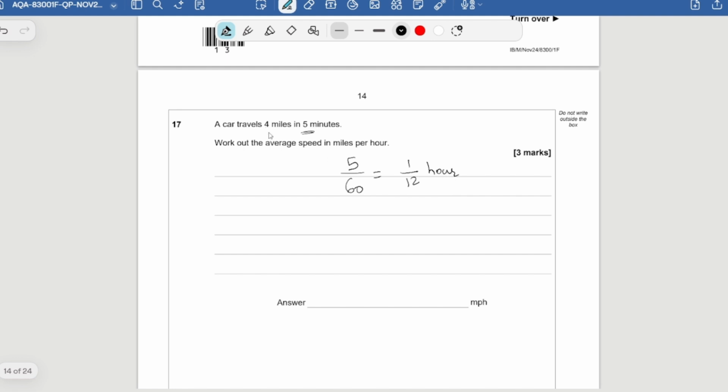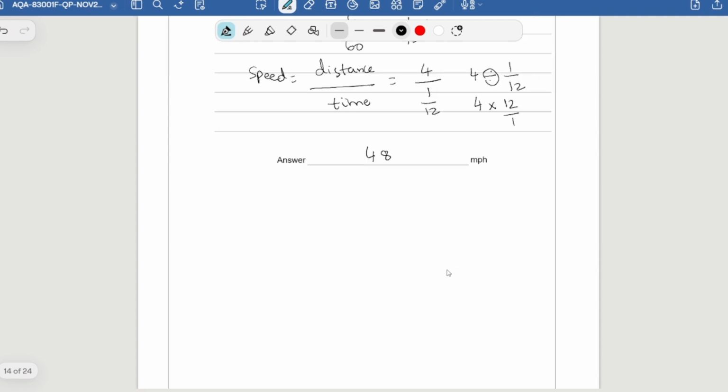So we have got the time, and the distance is 4 miles. You have to find the speed. Speed is given by the formula: speed is distance divided by time. So the distance here is 4, divided by the time, 1/12. So this is 4 divided by 1/12. When you're dividing by a fraction, we use this method: we multiply and make the fraction its reciprocal. So it's as good as saying 4 times 12. That is 48. The answer is 48 miles per hour.